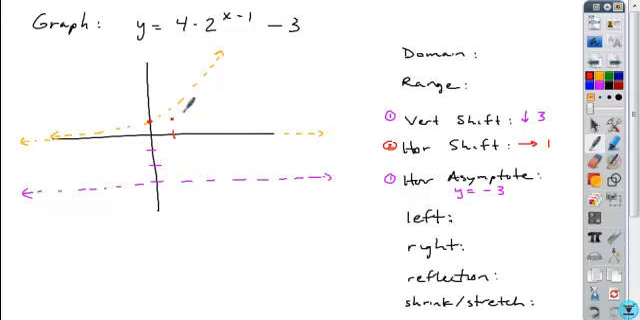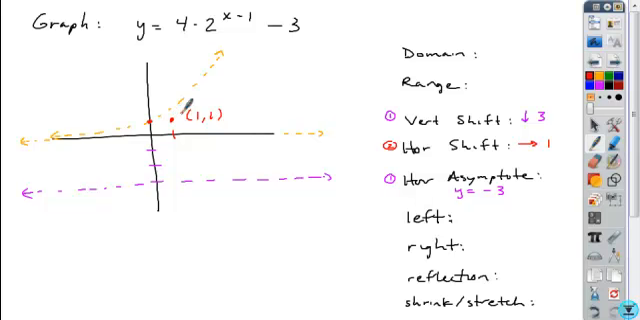Okay, now the y value of that point is going to be dictated by reflections and stretching or shrinking effects. The way that we can find that is we simply plug in whatever this horizontal shift is, whatever coordinate relates to that shift, and evaluate for y. So when x is 1, we get 1 minus 1 is 0. 2 to the 0 has a value of 1. 1 times 4 is 4. 4 minus 3 is 1. So this point winds up being right here at the point (1, 1). That's going to be a point on our graph.